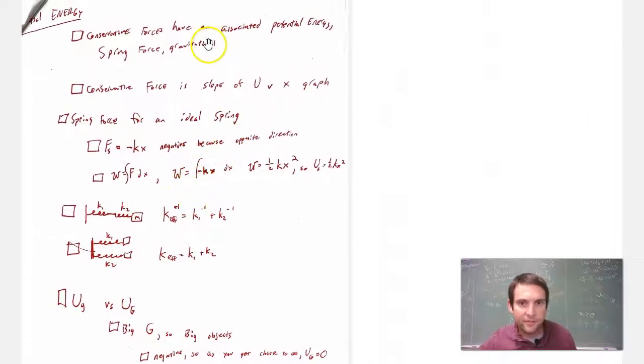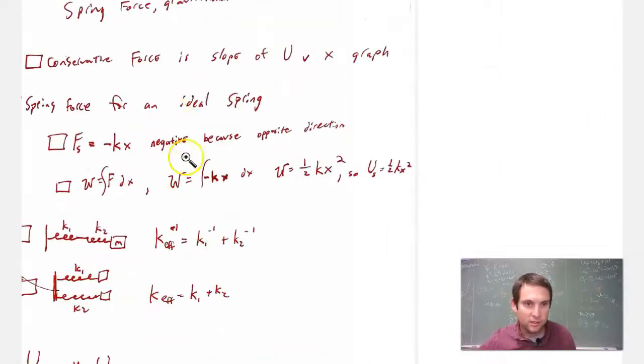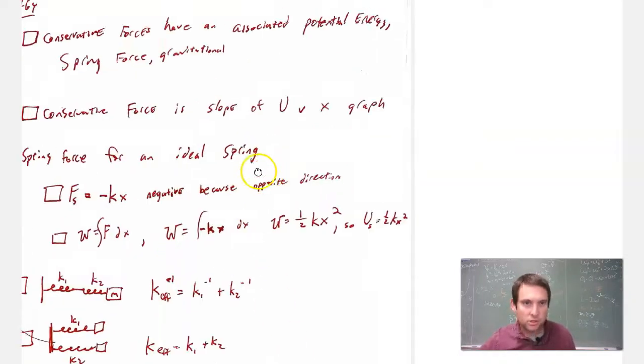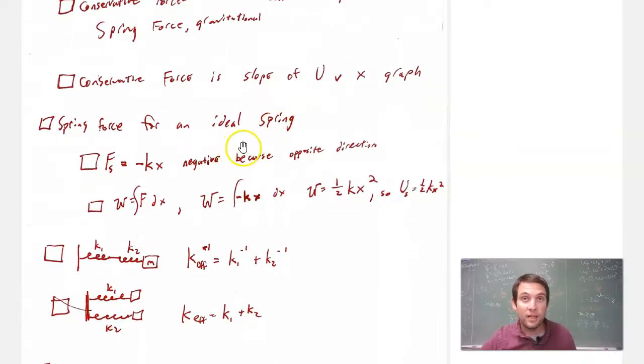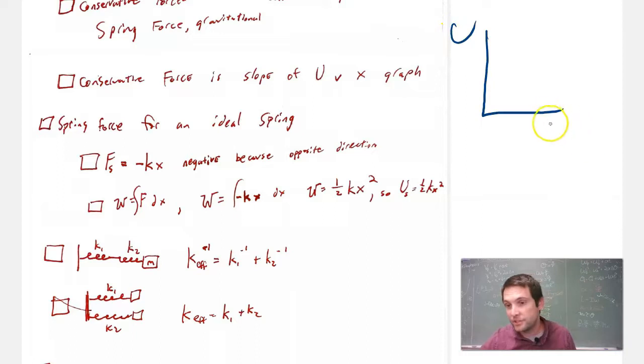Conservative forces have an associated potential energy. For example, spring force, gravitational potential energy. So those are your conservative forces. Non-conservative forces, again, are removing energy. Kinetic friction dissipates energy. Energy is also dissipated in perfectly inelastic collisions. More on that later. Conservative force would be the slope of a gravitational potential energy or spring potential energy versus displacement.